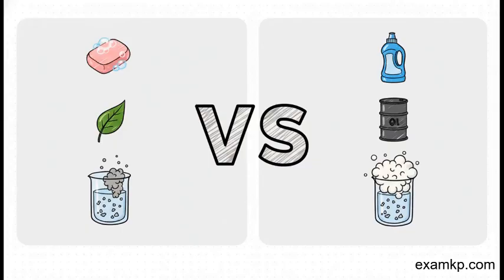And here we have the big showdown, soaps versus detergents. This comparison is a classic exam question, I promise you. Soaps are made from natural fats through a process called saponification. But here's their biggest weakness. They form that horrible, nasty scum with hard water.